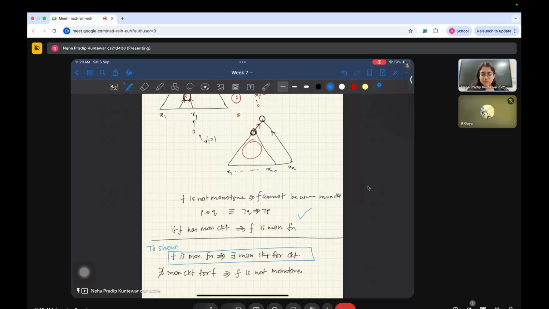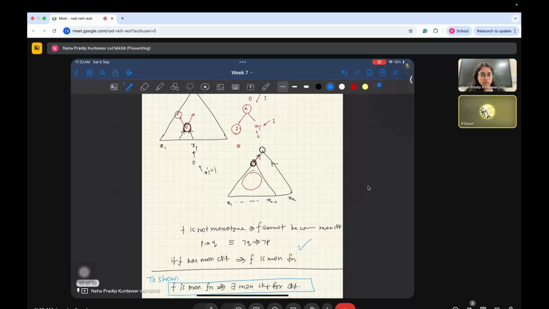So we'll have to show that there is a circuit, right? That there must be a circuit with only AND and OR gates. But how to do that? Is this argument alone not sufficient, or do we need to do something else? I'm unable to think.